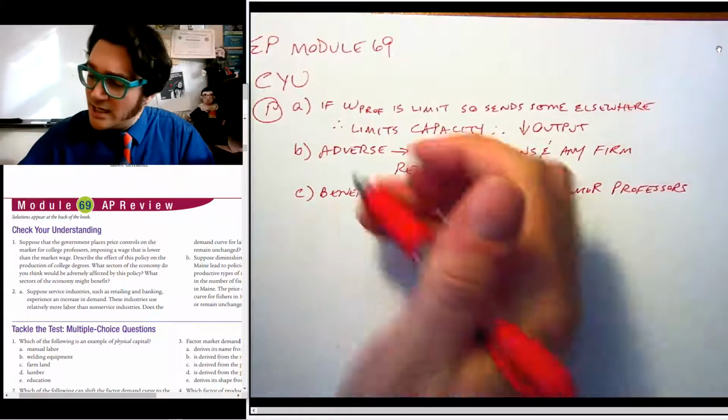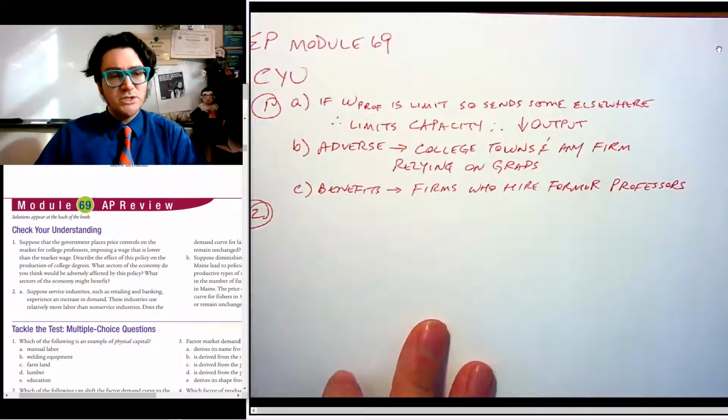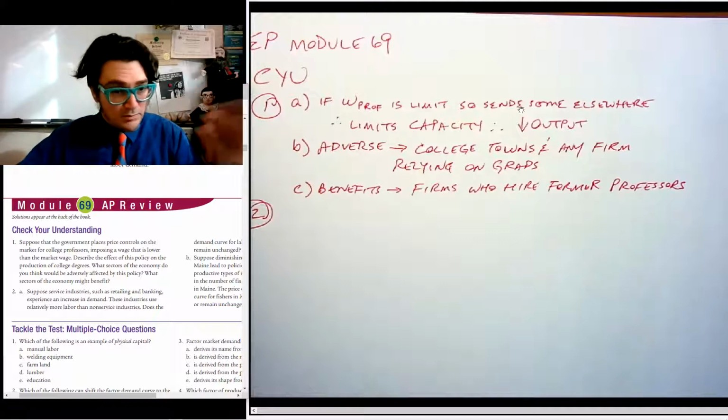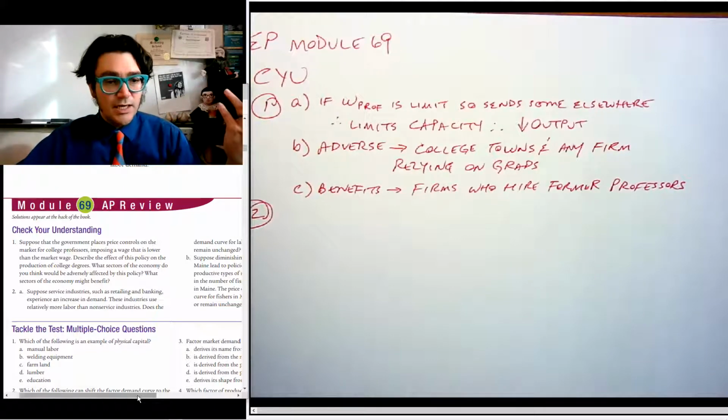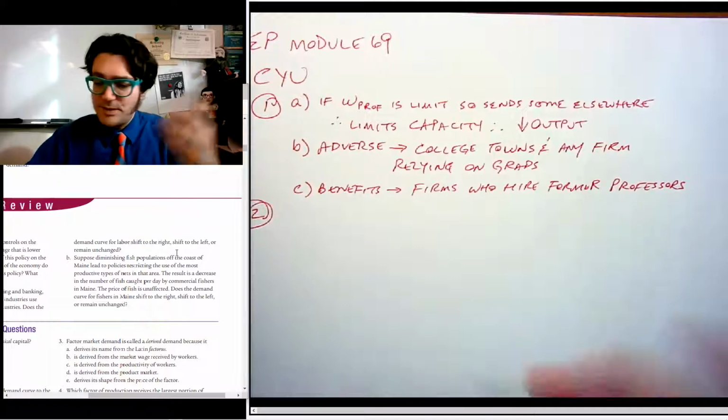So let's take a look at number two. Number two says, suppose service industries such as retail and banking experience an increase in demand. These services use labor, obviously. Does the demand curve for labor shift to the right, left, or remain unchanged?